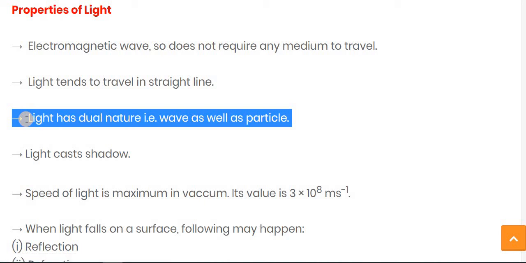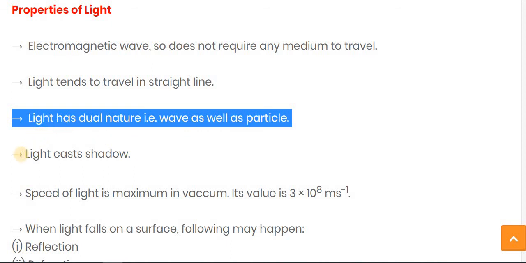Now the third property. Light has a dual nature, meaning light possesses two natures: one is wave nature and the second is particle nature. Dual means two. It possesses two kinds of nature, wave as well as particle. Light can be in the form of a wave as well as in the form of particles.